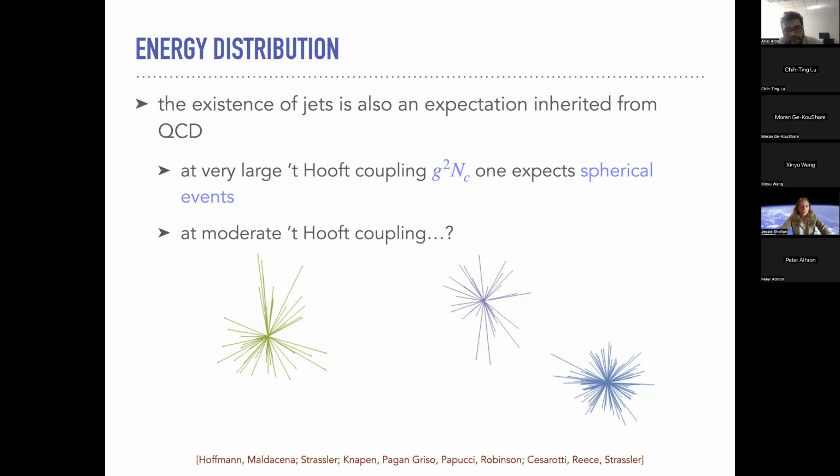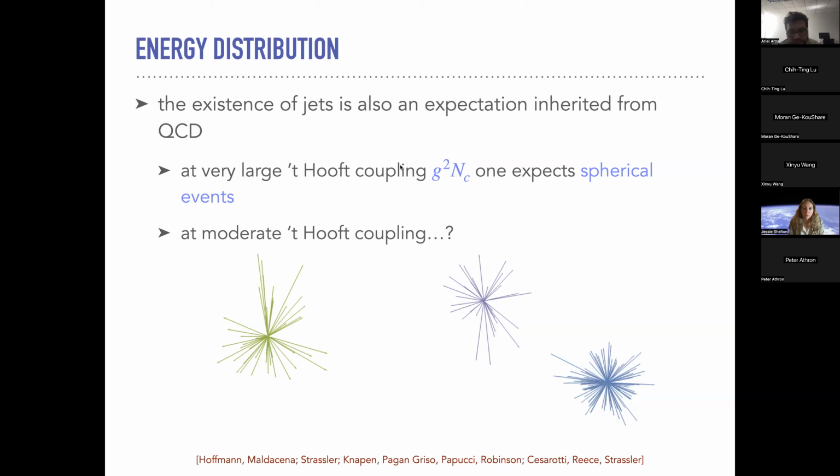Another issue that is important for people to keep in mind is that when we talk about dark showers, we often use language like dark shower, the perturbative parton shower. That doesn't happen in every confining theory. The existence of jets is something that we inherit from QCD. All of our intuition about dealing with confining hidden sectors is derived either from QCD or, depending on the audience, sometimes from AdS/CFT. Depending on the value of the 't Hooft coupling, g squared N_c, QCD lives at small 't Hooft coupling. At very large 't Hooft coupling, you expect spherical events, which is pointed out in some very nice work here. That is at least a quantitative prediction that one can use.